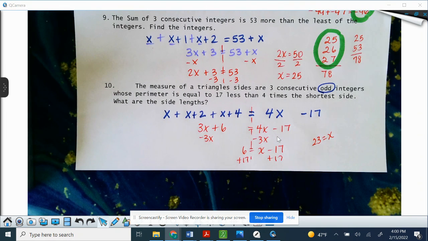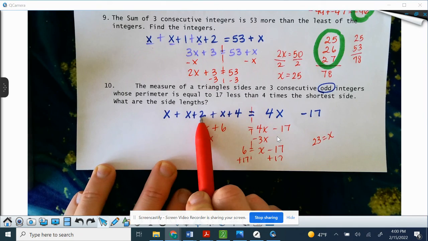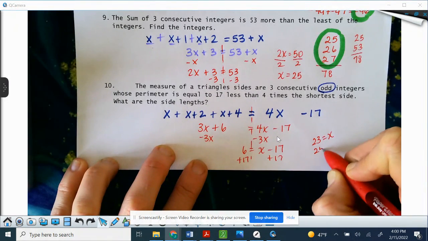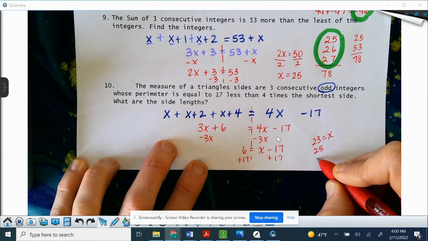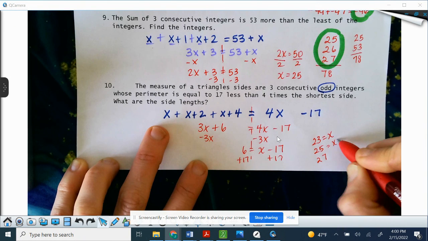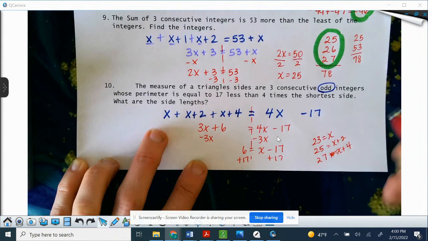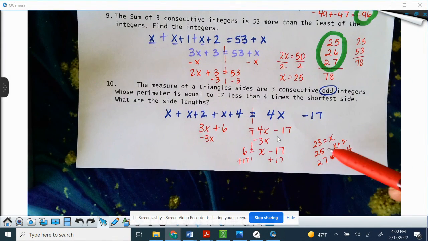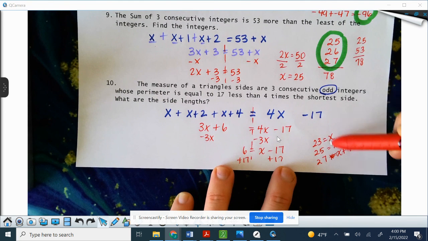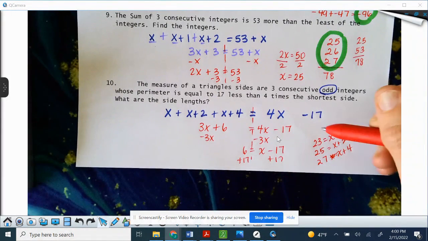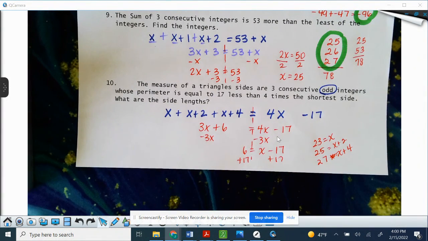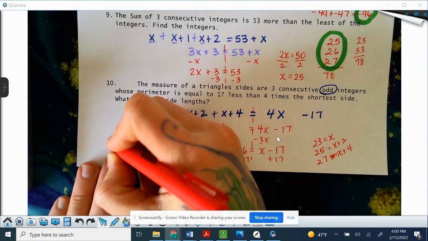And if x is 23, then the next one is going to be 25 because I added 2 to it. And then I'm going to add 4 to 23 and get 27. Because remember, this is x plus 2, and this is x plus 4. 23 plus 2 is 25, 23 plus 4 is 27. So the three numbers are 23, 25, and 27. So it's saying that their perimeter is 23 plus 25 plus 27. So the perimeter is 75 units around.